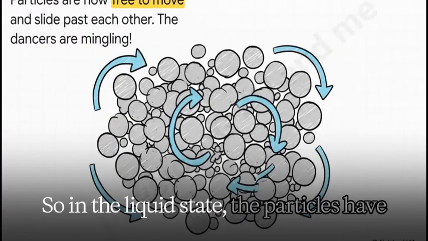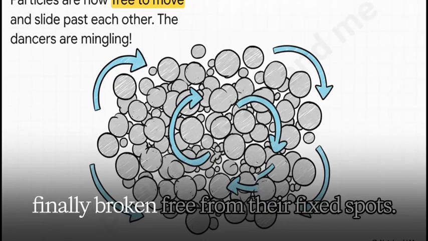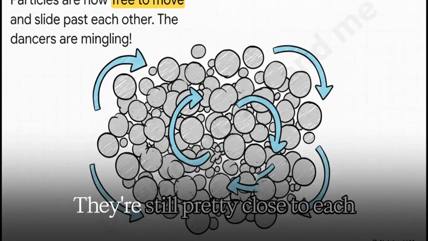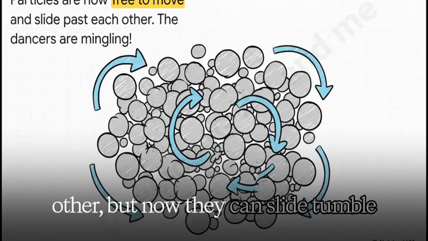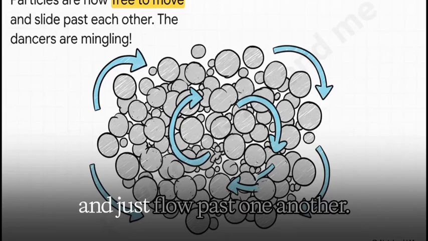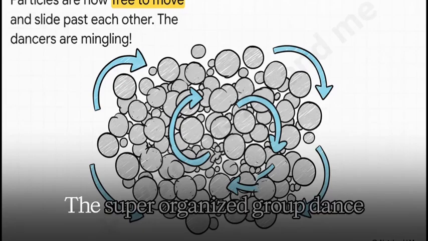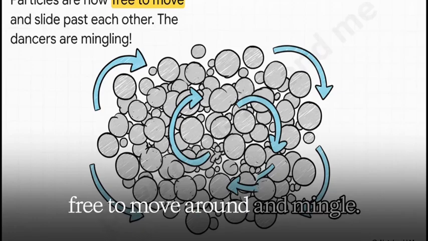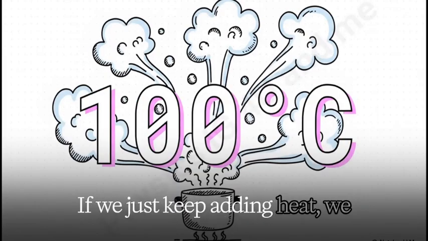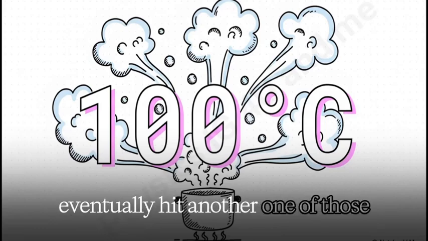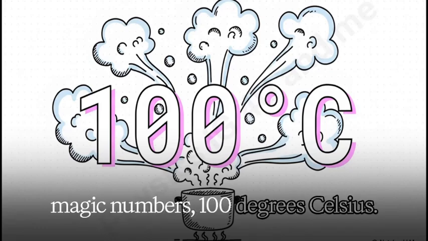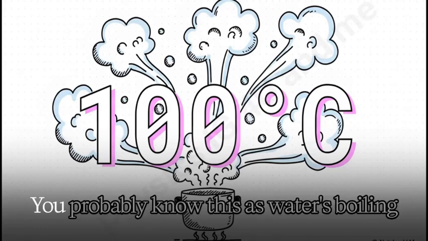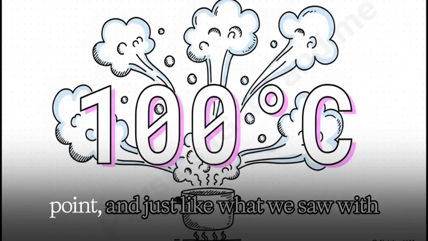So in the liquid state, the particles have finally broken free from their fixed spots. They're still pretty close to each other, but now they can slide, tumble, and just flow past one another. The super organized group dance? That's over. Now it's a crowded dance floor where everyone's free to move around and mingle. If we just keep adding heat, we eventually hit another one of those magic numbers, 100 degrees Celsius. You probably know this as water's boiling point.